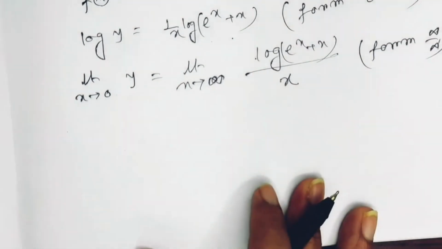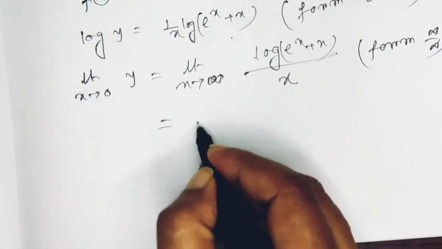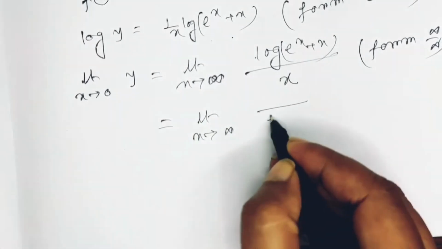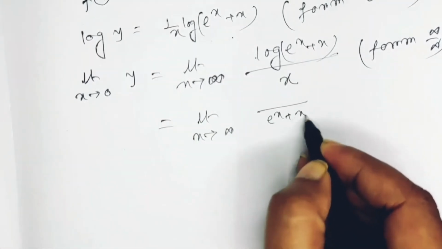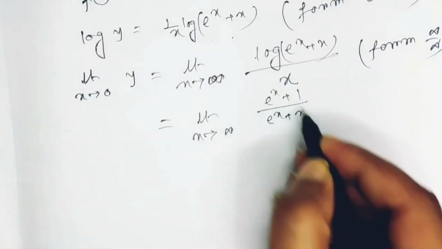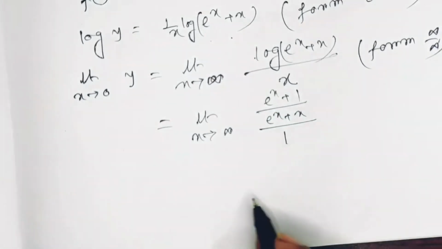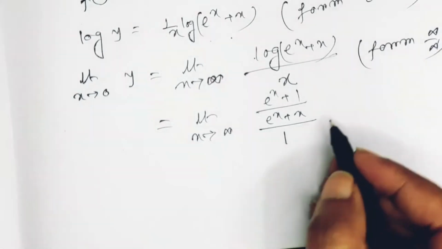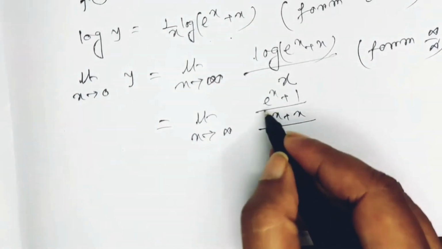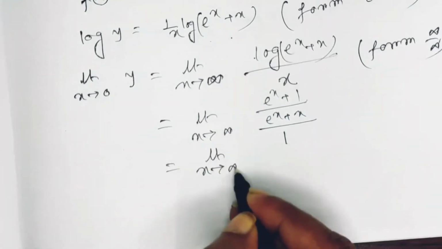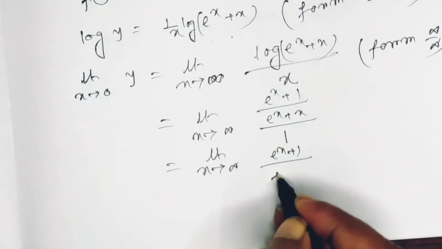So for this format, what we will do, we take the derivative of the denominator and numerator, and if we take the derivative, then it is e to the power x plus 1 for the numerator, divided by 1 for the denominator. So this is what we shall find out. Now if we just rewrite it as this one, so e to the power x plus 1 divided by e to the power x plus x.